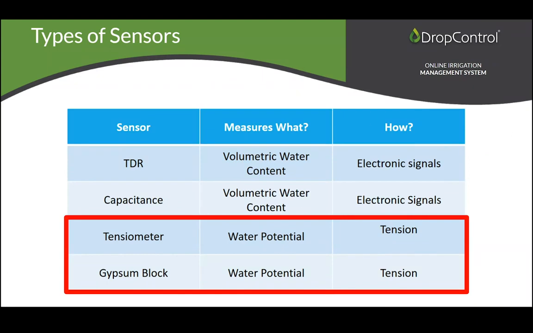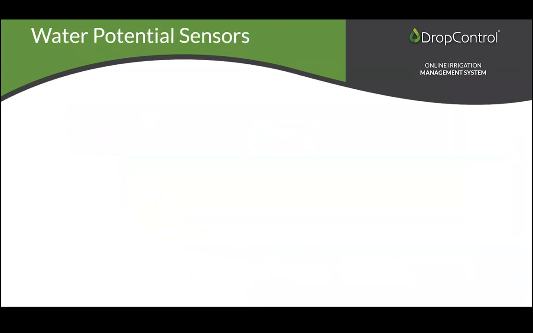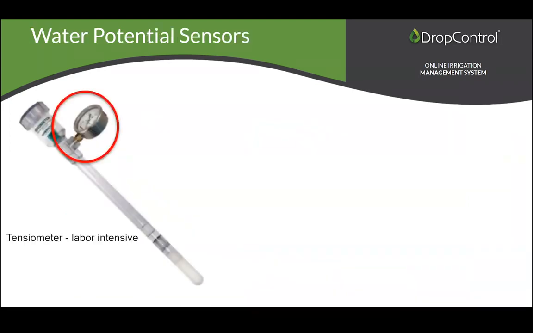Now, to talk a little bit about them, first I'm going to touch on water potential, the tensiometers and gypsum blocks, which I'm briefly going to talk about. The first one is the tensiometer. A lot of you must know it or might have used them. They are very popular and have been around for a long time. There's a lot of documentation around tensiometers.